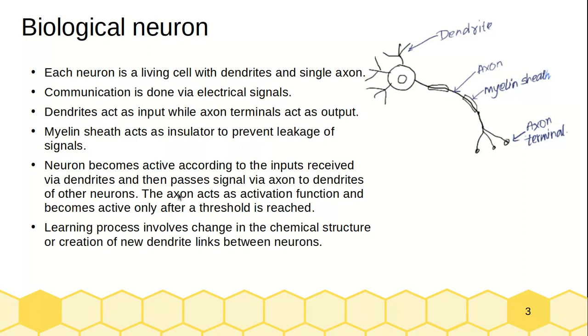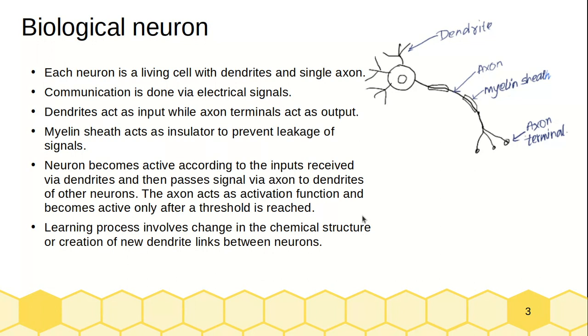and the signal passes through the axon to the dendrites of other neurons, and the axon acts as the activation function, and the learning process involves the creation of a new structure or change in the chemical composition of the neuron itself. So that is the biological neuron.